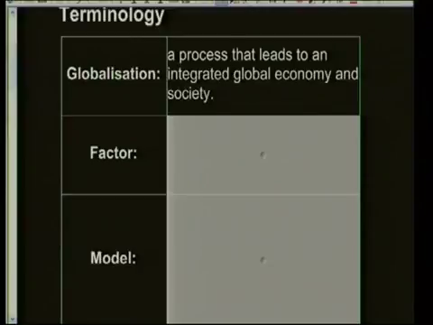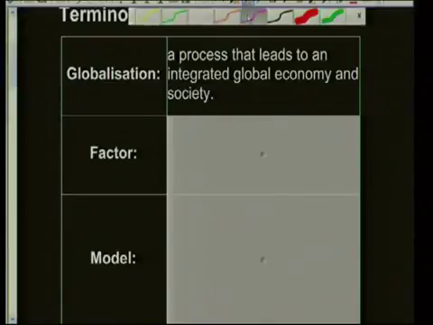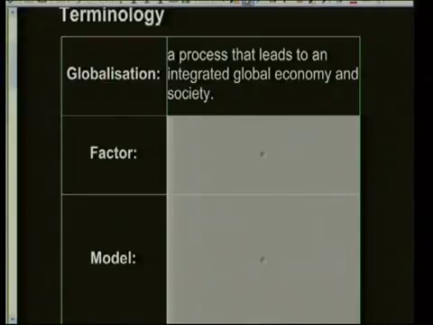Once again, one of the most important things that you need to be able to do is to define important words. The important words that go with the frameworks are the following. Globalization. Globalization is a process that leads to an integrated global economy and society. The key words here being integrated global economy.